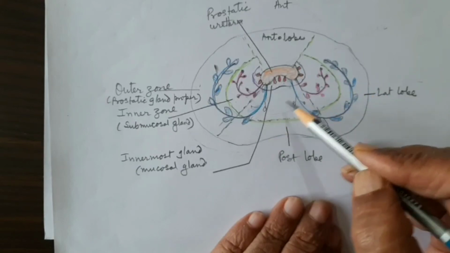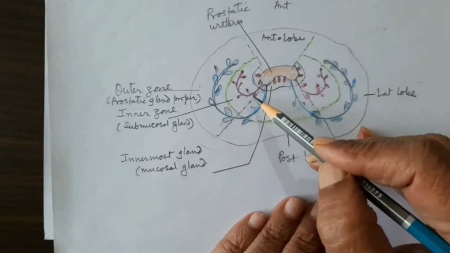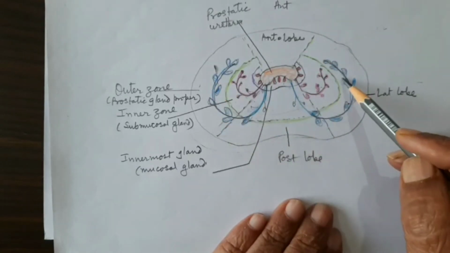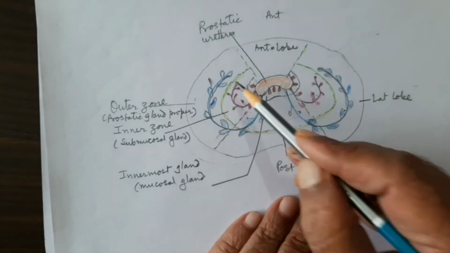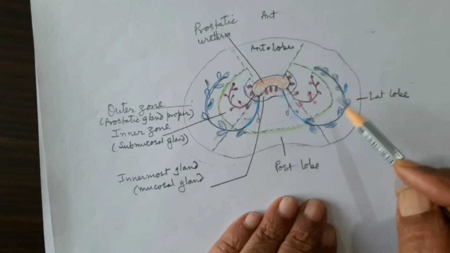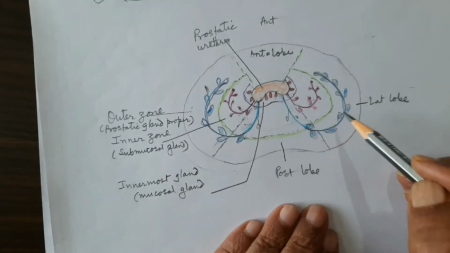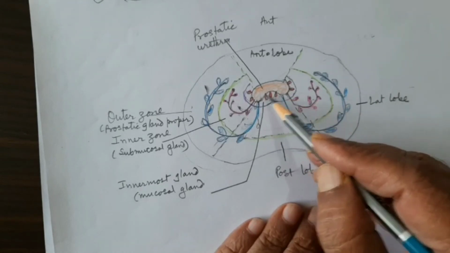Now after the inner zone there is the outermost zone. An outer zone consists of the long branching glands. See this long one, this is an outer zone. These are the long branching glands which open in the prostatic sinus. This is the prostatic sinus on right and left.